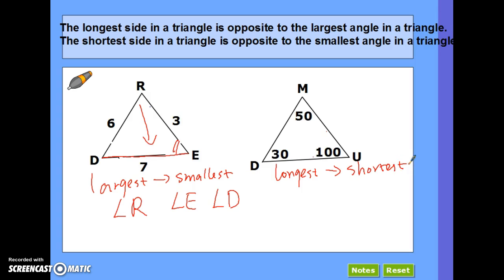The longest side will be the side facing the largest angle, or opposite to the largest angle. So the longest side in this triangle will be DM. And then the middle side will be the side facing the middle angle. So side DU is opposite to 50 degrees, which means DU is the middle side. And side MU is opposite to 30 degrees, which means side MU will be the shortest side in the triangle.